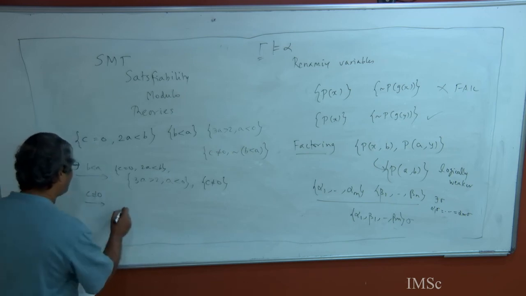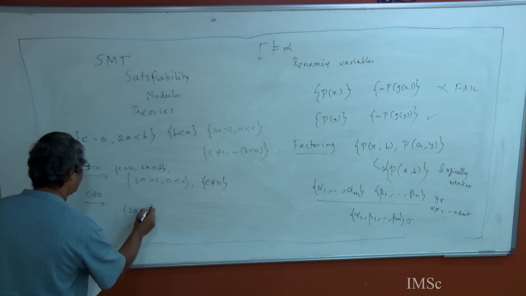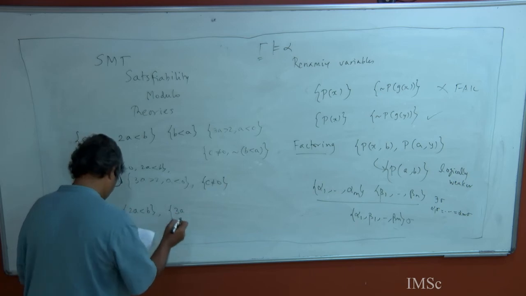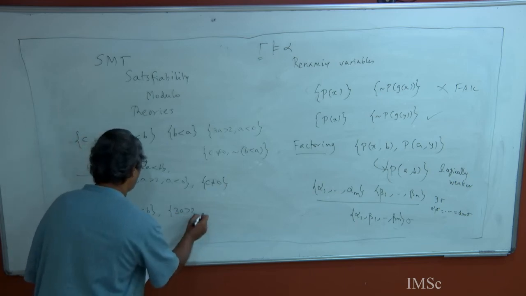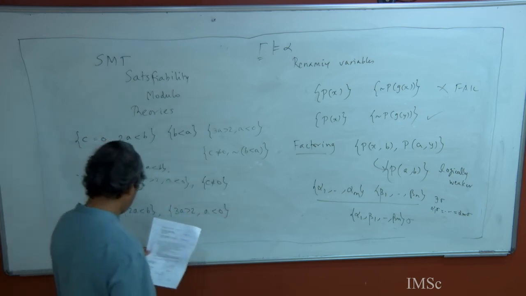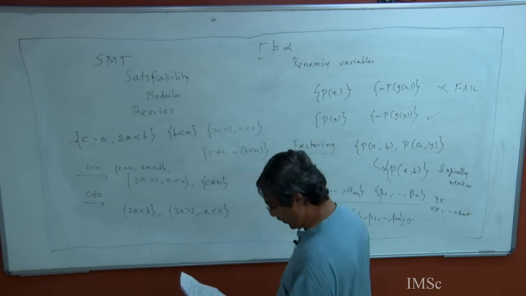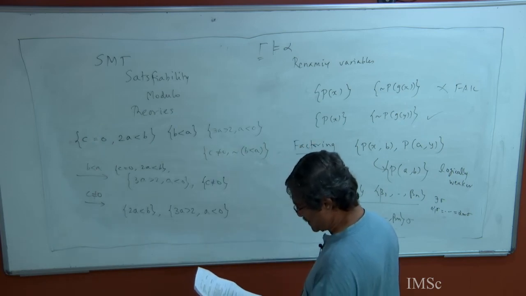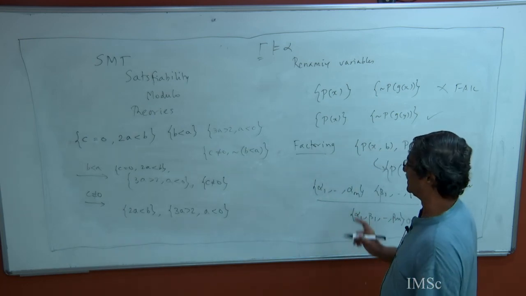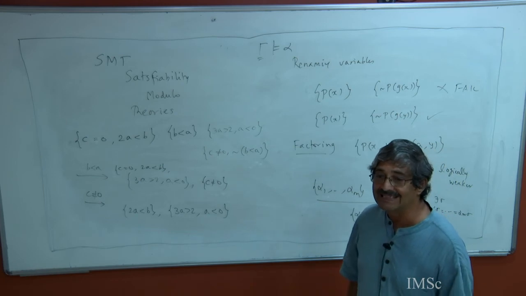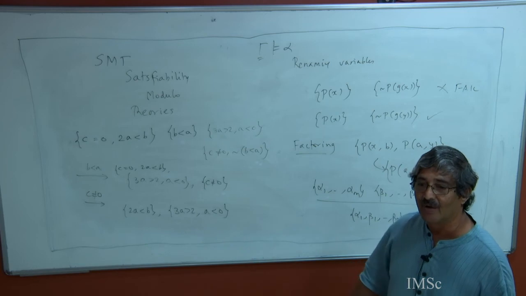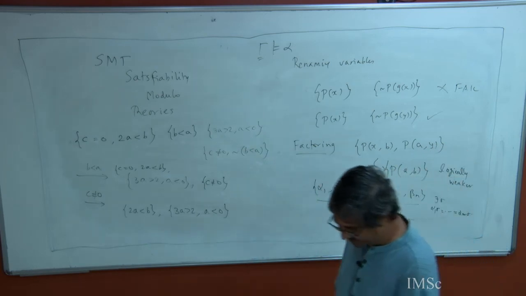what do I get now? 2A less than B and 3A greater than 2, A less than 0. And now, yeah, this is it. Now at this point there is nothing to resolve here, right? So far I was applying resolution. Now this is where the thing starts using the theory, right?